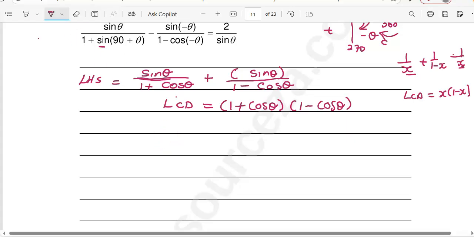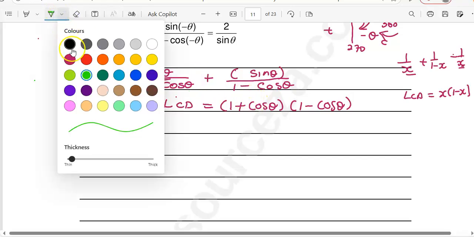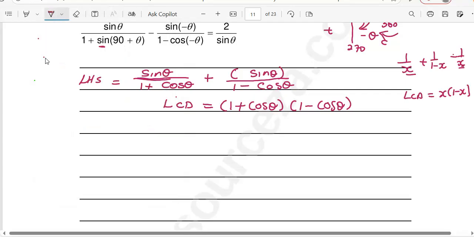Let's start. We're going to multiply this guy here by the LCD. I'm going to take this and multiply it by the LCD, and let's see what we get. We take the LCD, which is 1 plus the cos of theta into 1 minus the cos of theta. We need to multiply that by the whole fraction, which is sine theta over 1 plus cos theta. Then you close the bracket and write the positive sign here.